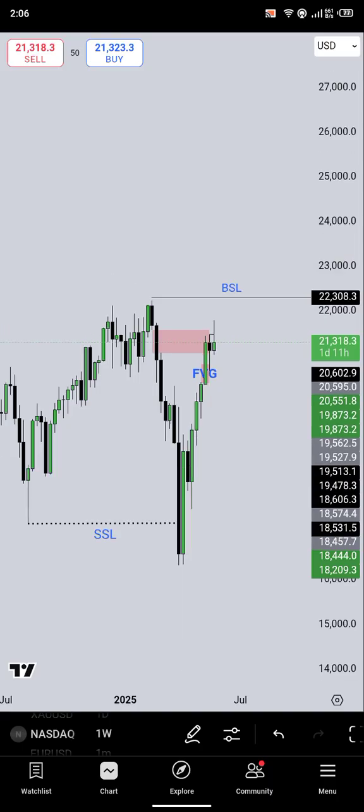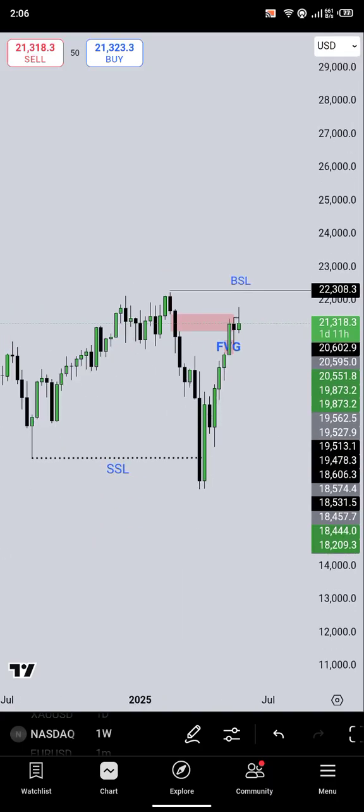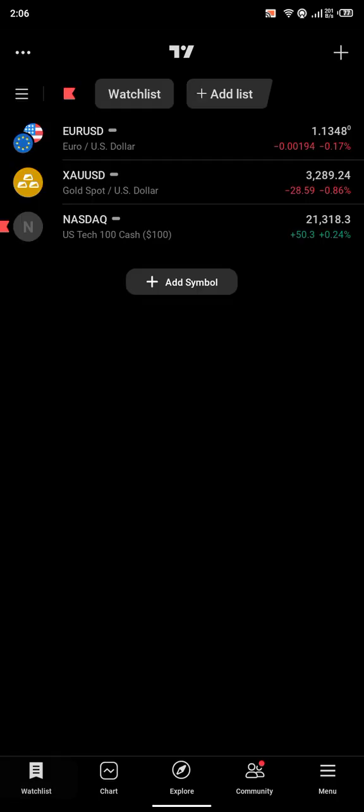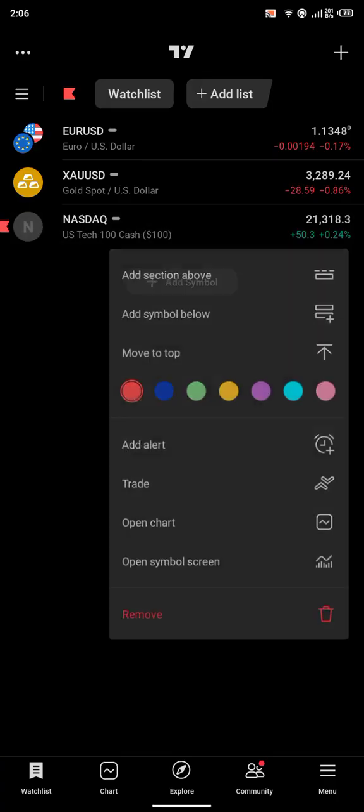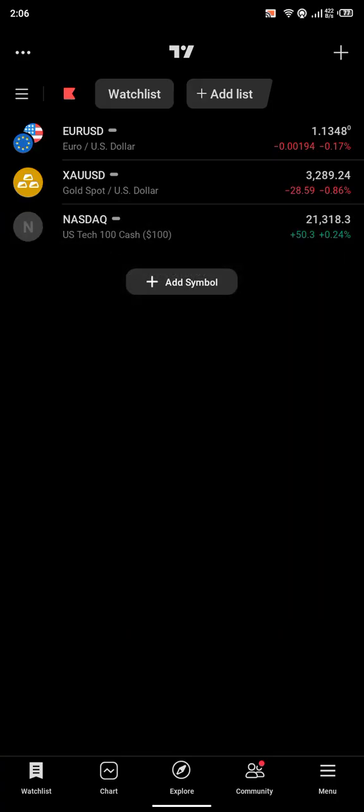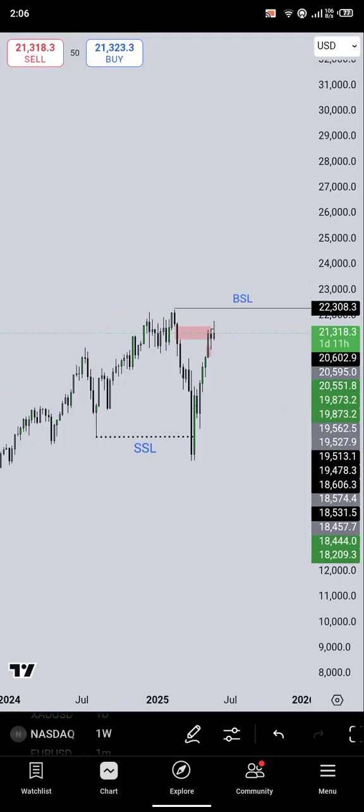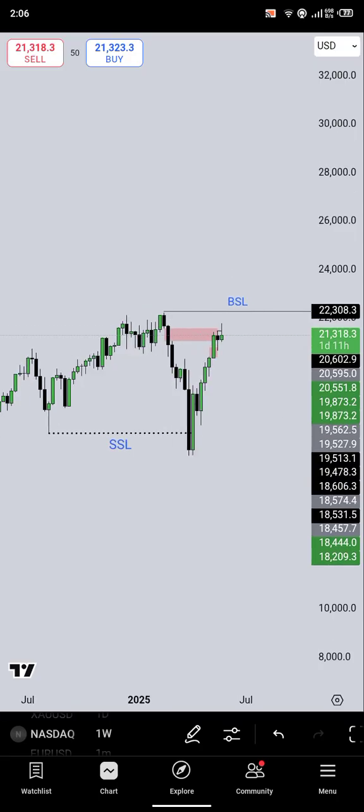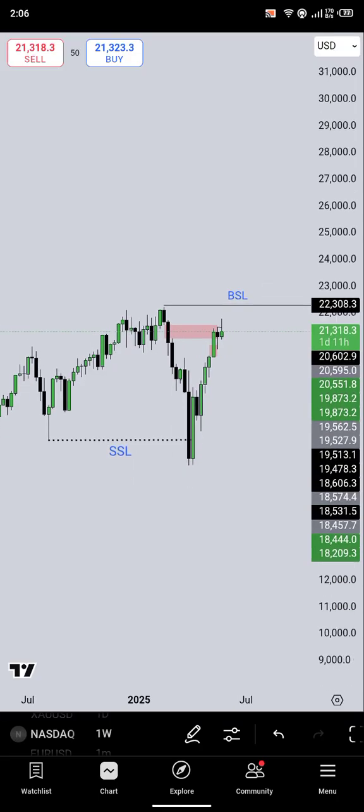So that's it. Basically, on the euro, I'm bullish. On gold, I'm bullish, and on the Nasdaq, I'm bullish. So these are the three pairs I'm going to be focusing on for this week and probably for the rest of the month. That's it for now.